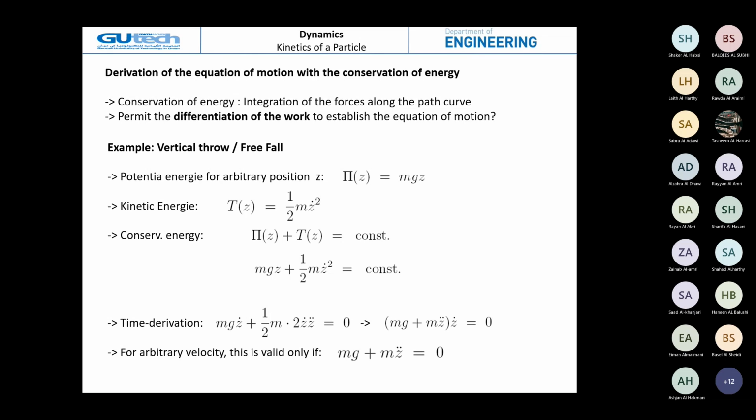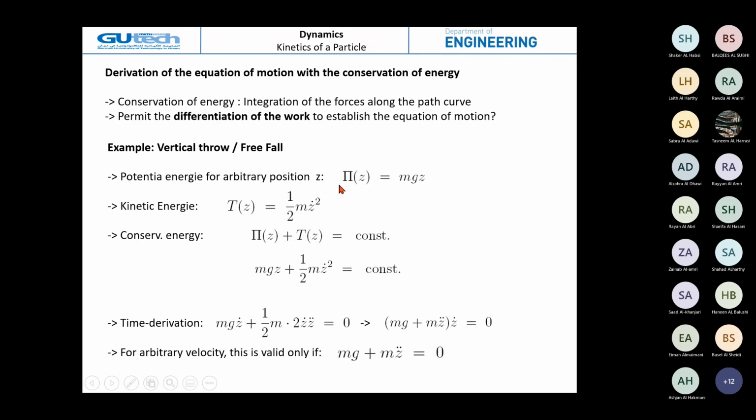Now, if we take the derivation of the equation of motion with conservation of energy, then we have the conservation of energy integration of the forces along the path curve. That means in the same direction as the path. This will permit the differentiation of the work to establish the equation of motion.